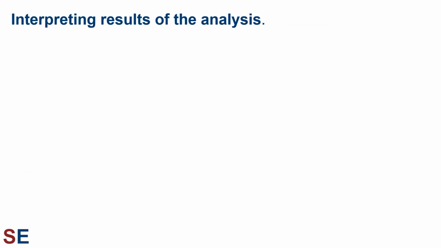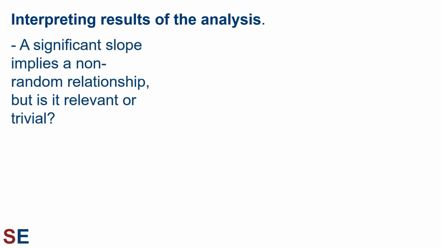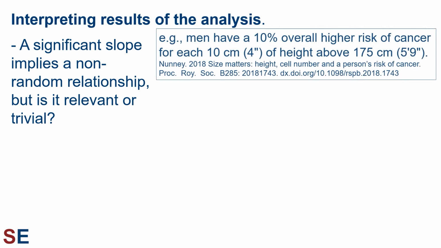There are two other important things to always keep in mind when interpreting our results. First, a significant slope implies a non-random relationship, but is that relationship relevant and important, or might that relationship be trivial and unimportant? For example, in the box is a citation for a paper in which one of their main results was that men have a 10% overall higher risk of cancer for each 10 centimeters, that's 4 inches, of height they have above 175 centimeters, that's 5'9".